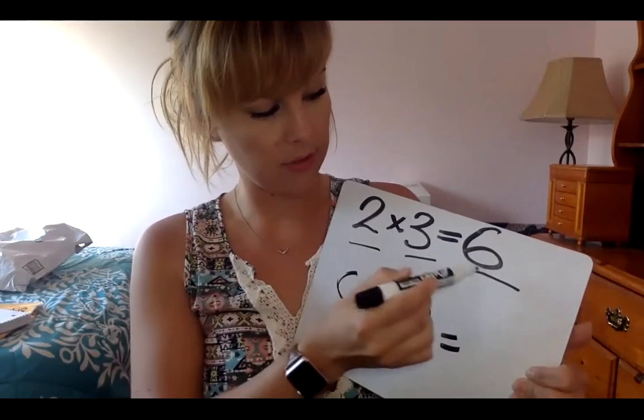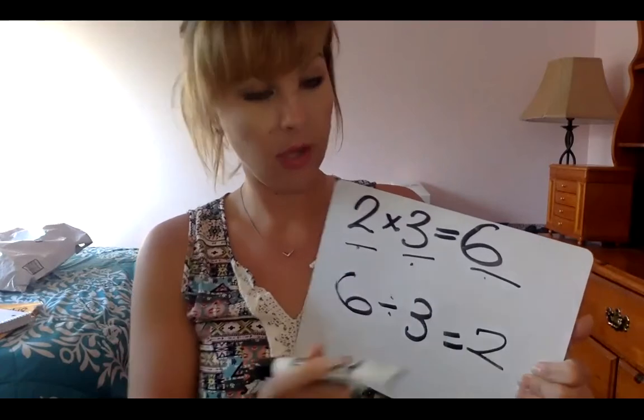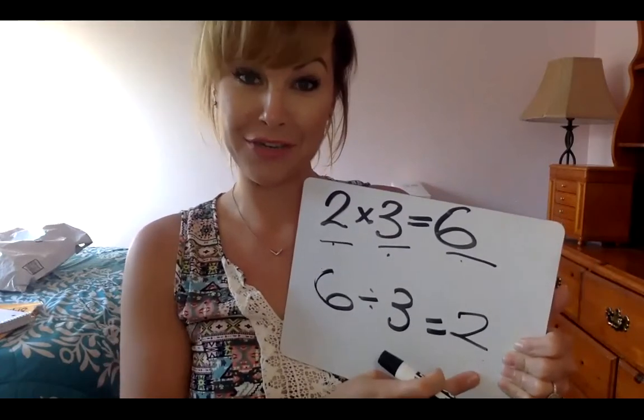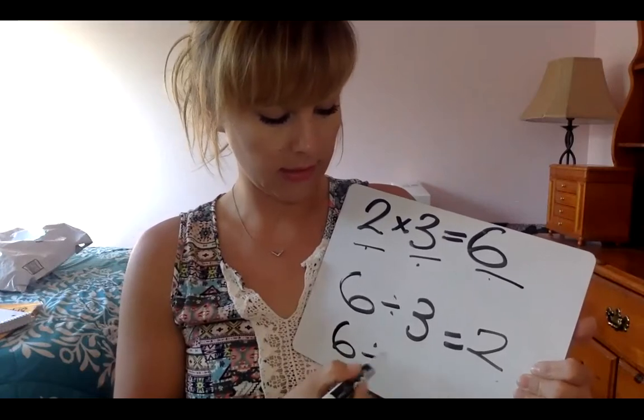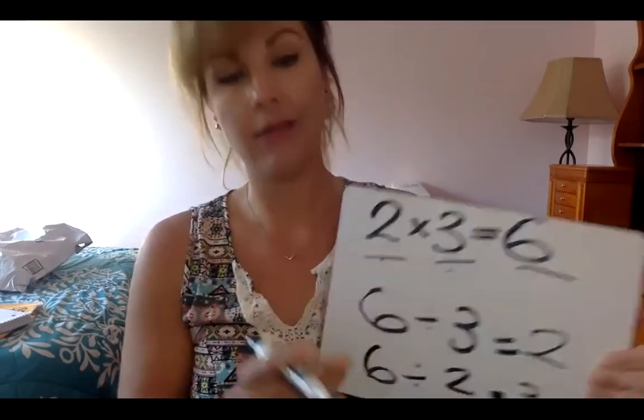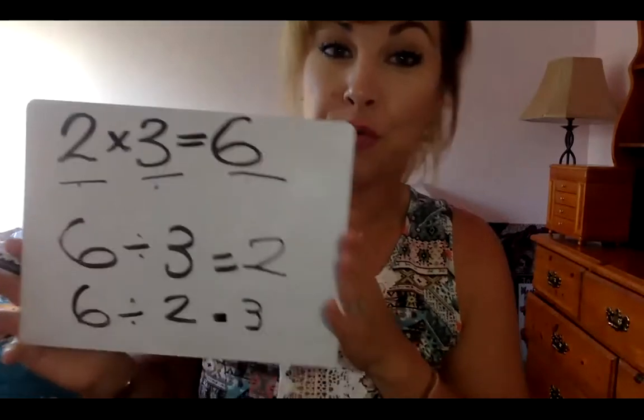And what number's left? I used 6, I used 3, the last number is 2. So 6 divided by 3 is actually 2. Or you could tell me 6 divided by 2 equals 3. Fact families, you get to actually reuse the same number.